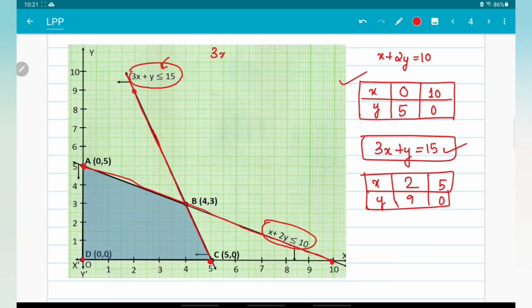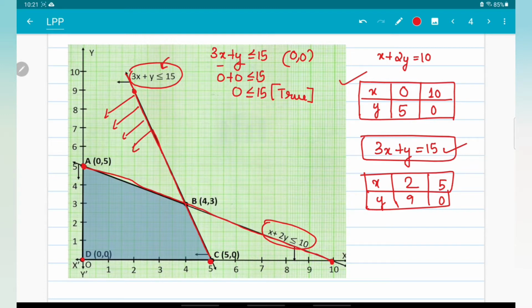So the first inequality, first we'll take 3x plus y less than or equal to 15. Now we will check its feasibility for the point 0 comma 0, which means I'm going to substitute 0 comma 0 in place of x and y in this inequality. When I substitute, it becomes 0 plus 0 less than or equal to 15, that is 0 is less than or equal to 15. So this inequality is true. So when it is true, the shading will be done towards that point 0 comma 0.